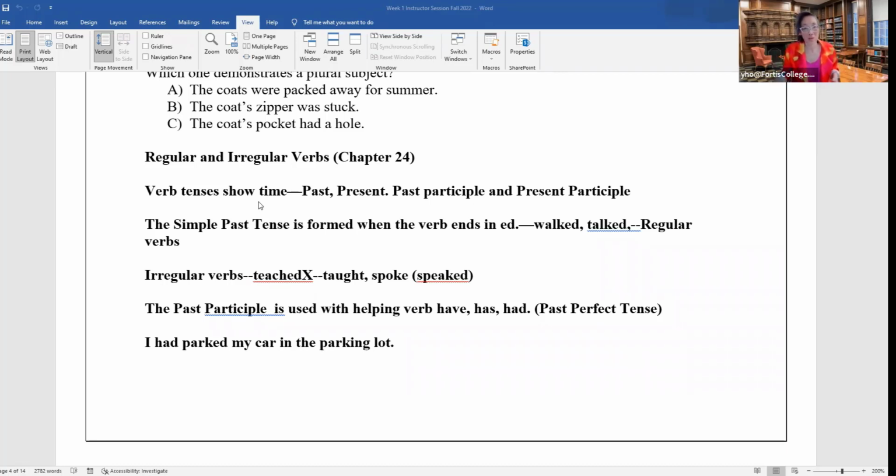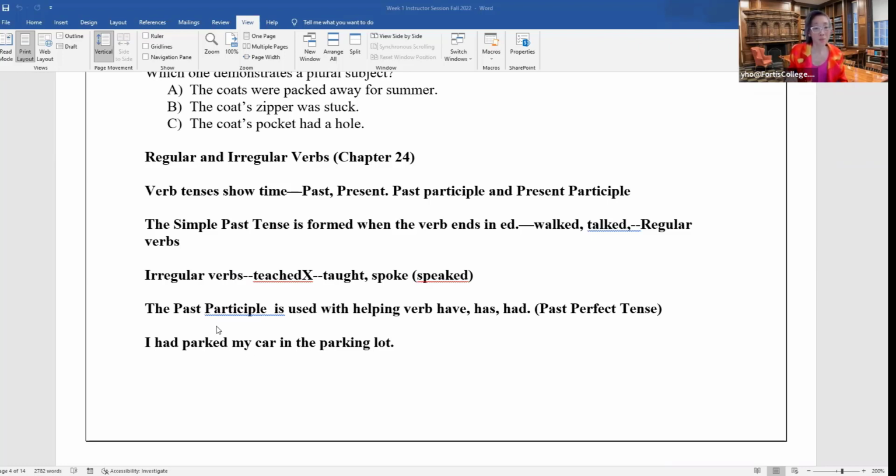Tomorrow I will go to the store. Right now I'm giving a lecture. So verb tenses show time. The simple past tense, or the regular verb, is when you add ed. Yesterday I walked. Today I talked. Irregular verbs don't have ed as their past tense. So instead of saying I teached, I would say I taught, I spoke, instead of I speaked.